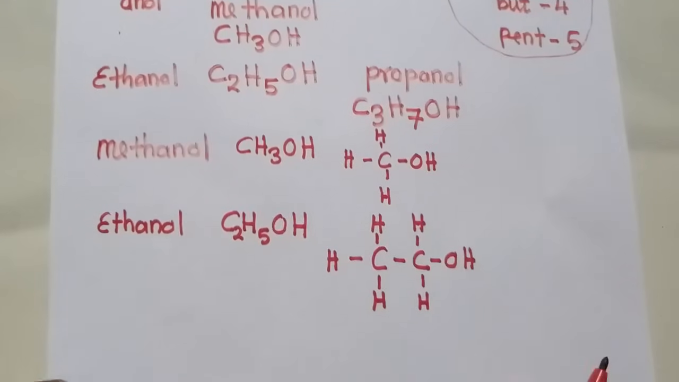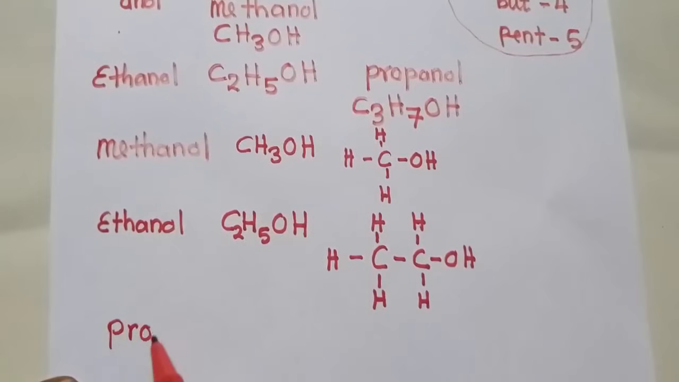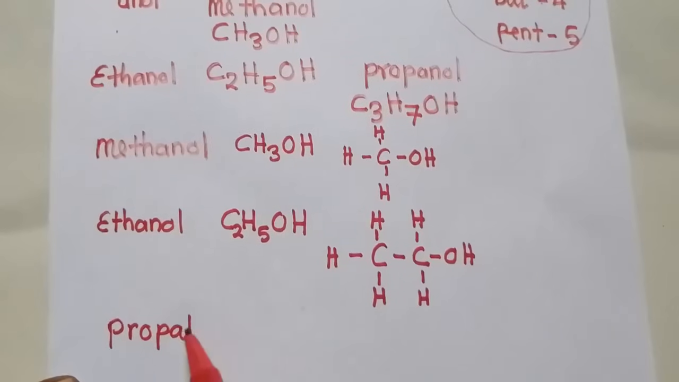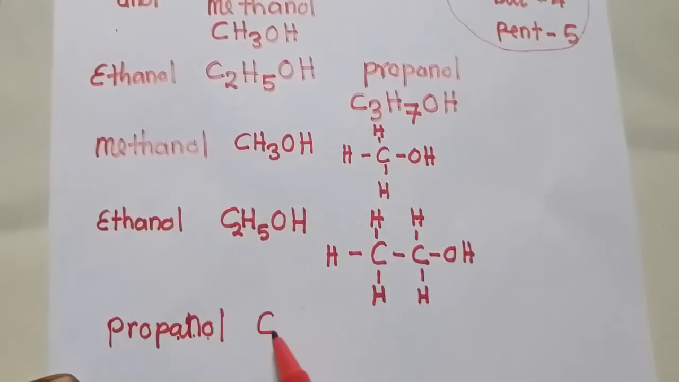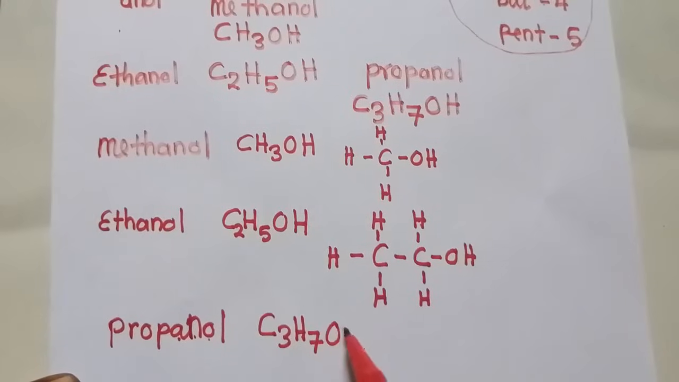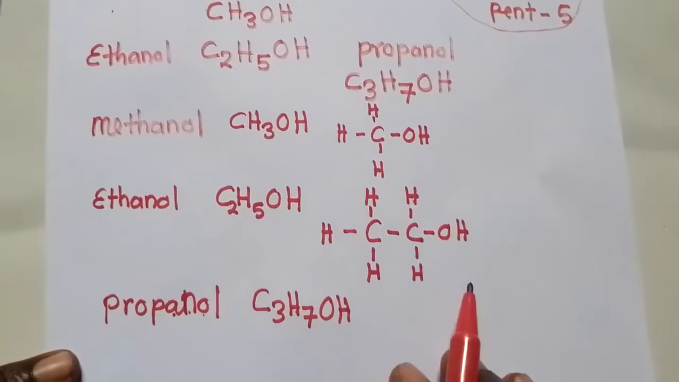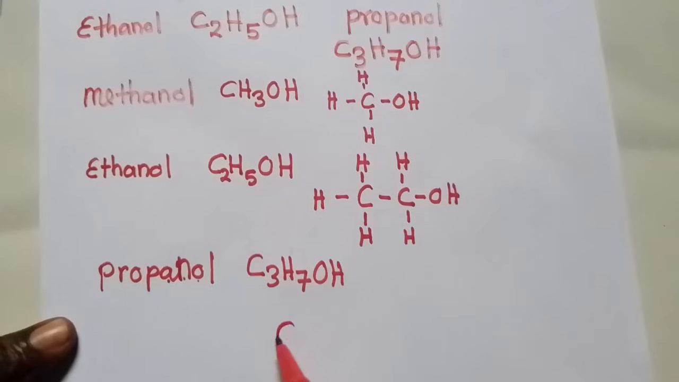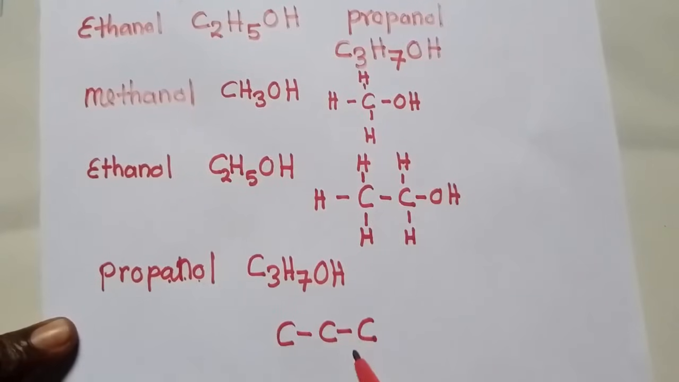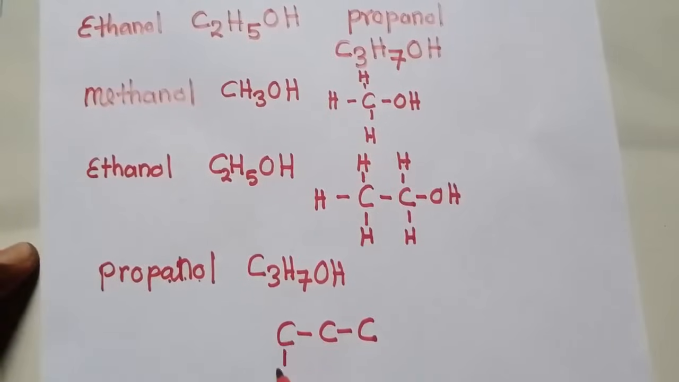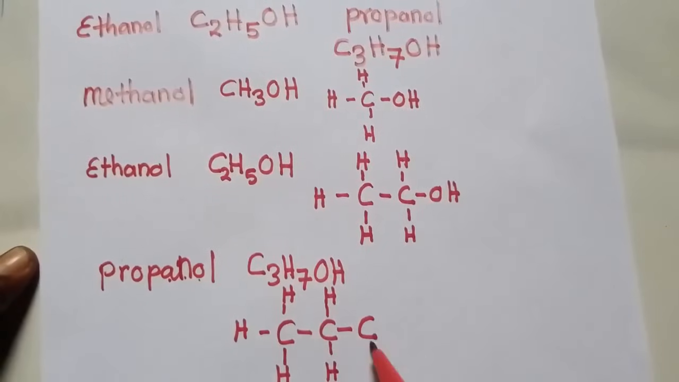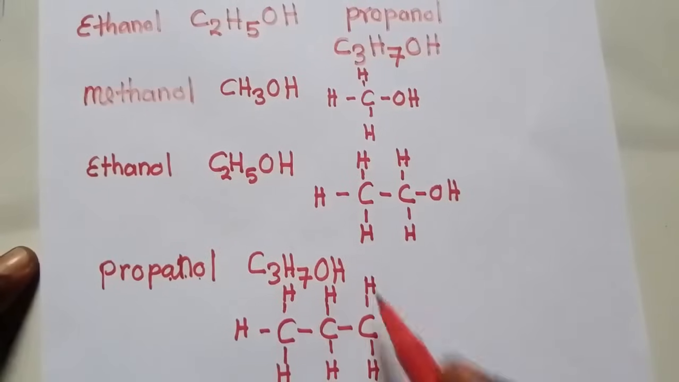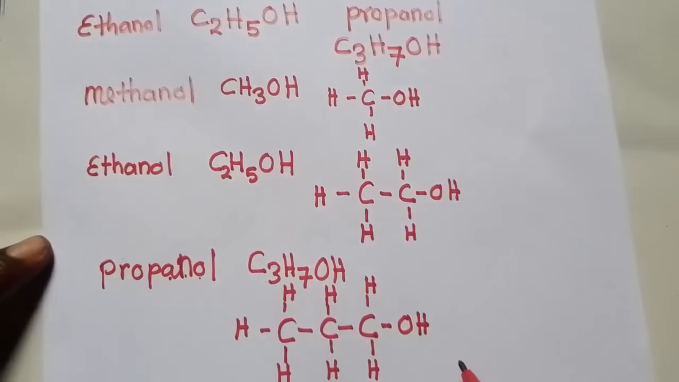Let us now look at the third one, which is propanol. Have you seen propanol like this? They end with what? O-L. This is propanol. The formula is C3H7OH. So how many carbons? Three carbons. Surrounded by how many atoms of hydrogen? Seven. So one, two, three, four, five, six, seven. Then you put OH. This is what you need to do.